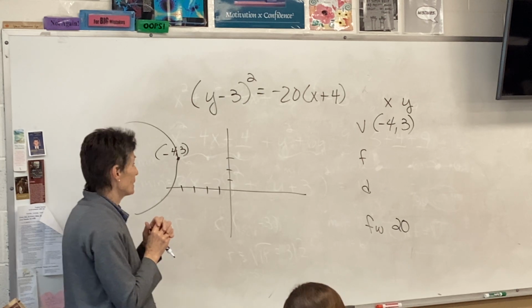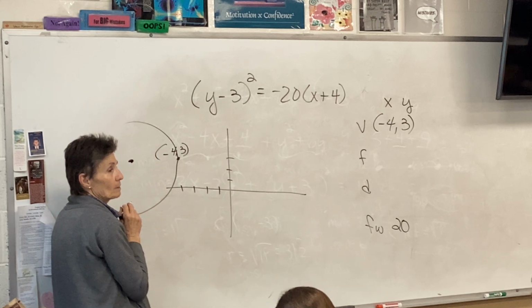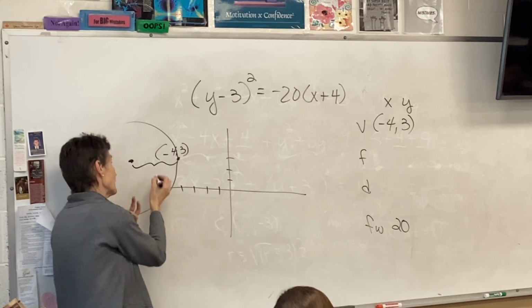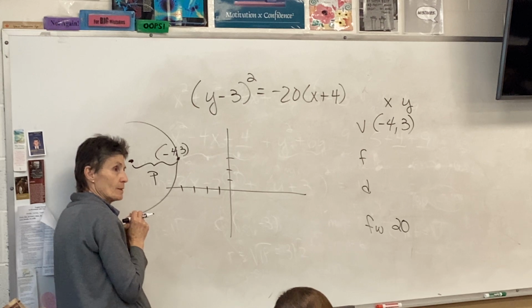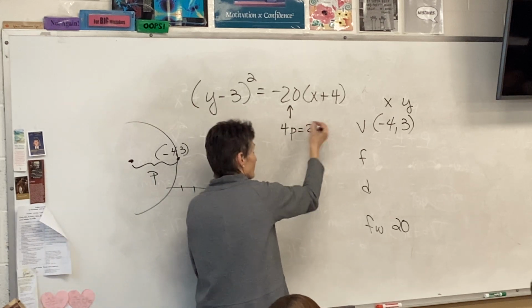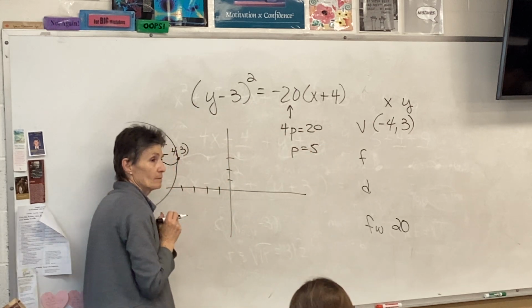Right? My focus is in here somewhere. I need to know how far that is. Well, in parabola land, it actually has a name. It's called P. And we know that 4P is 20. So P is 5.